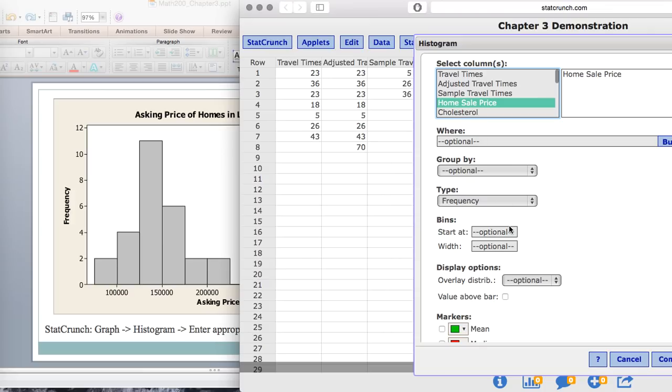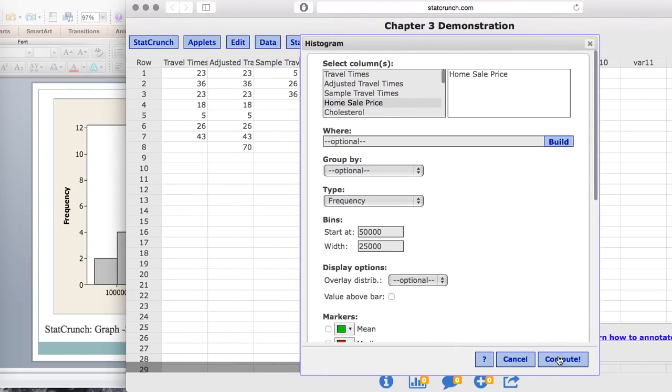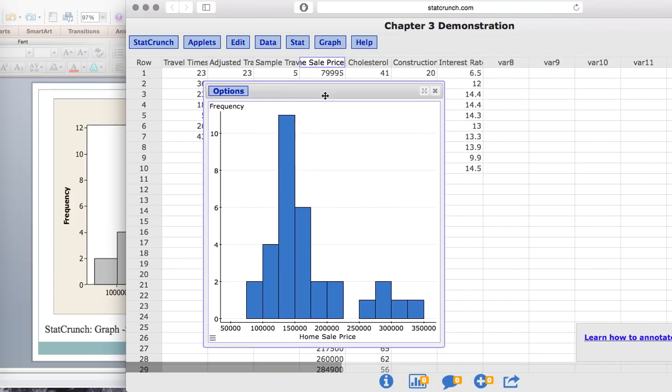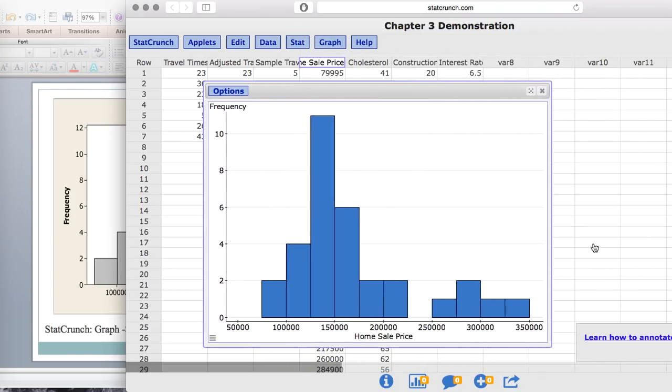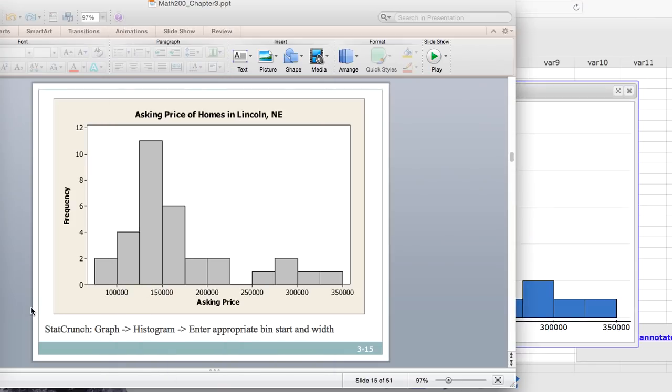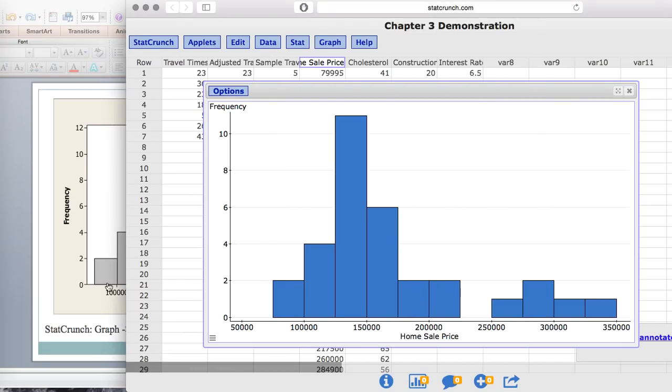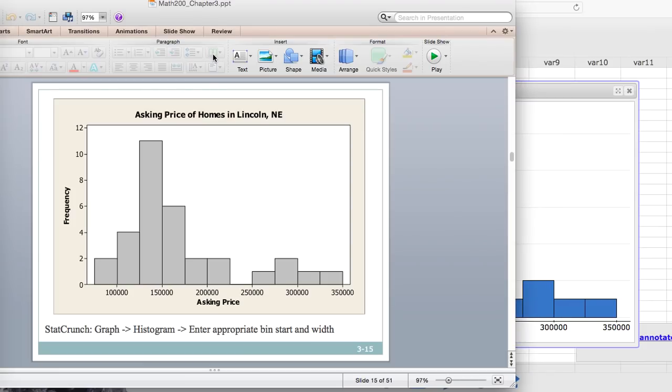And it looks like I want the width of my bars to be 25,000. And then I probably want to start my bins right around 50,000 just so I have a little gap there. And I just want a frequency distribution. I don't need relative frequency or anything like that. And I'm just going to do Compute here. And we should get something that looks pretty similar to the graph that we have here. And if you take a look at that, these should look just about the same. It's just different colors, okay?